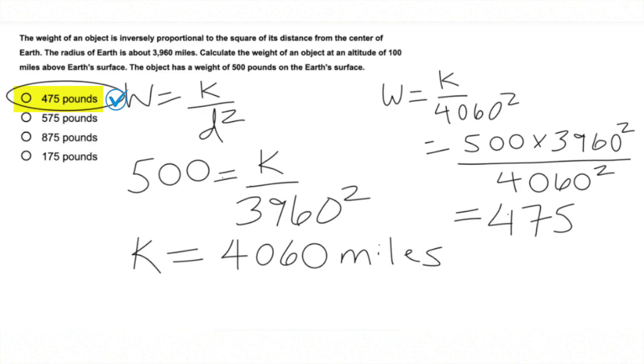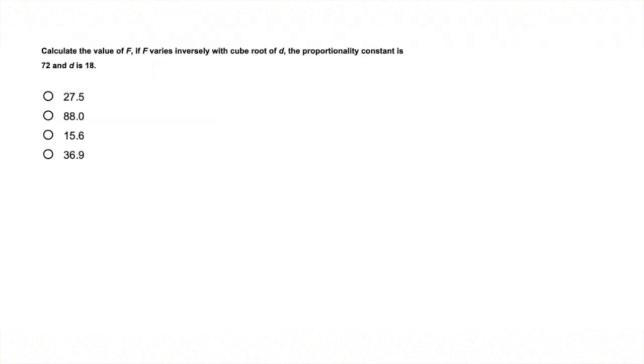We can also ask, does this make sense? So we know that the weight is 500 pounds on the Earth's surface. If you were to get further from the center of the Earth, the weight is going to be less than 500. We know that, so any of the answers that are more than 500, we could have eliminated right off the bat. That leaves it between 475 and 175, and as we just saw from doing the math, it is 475.